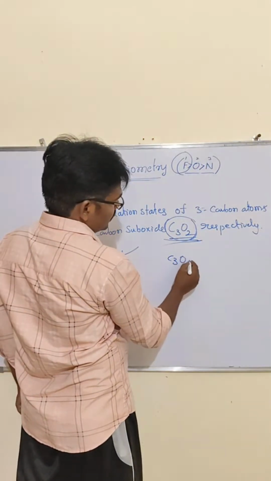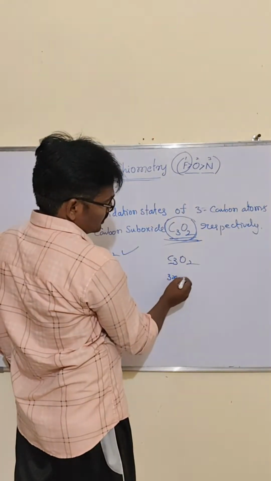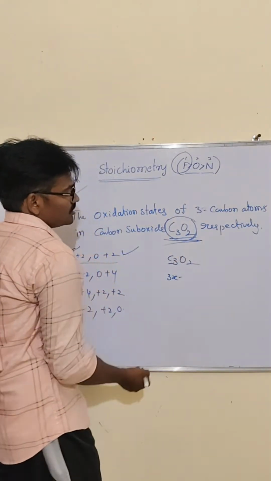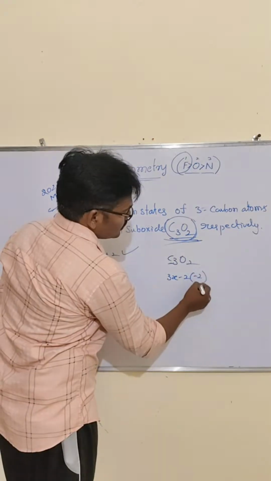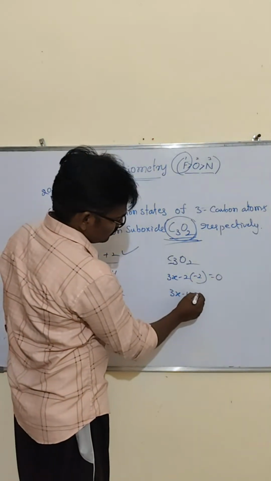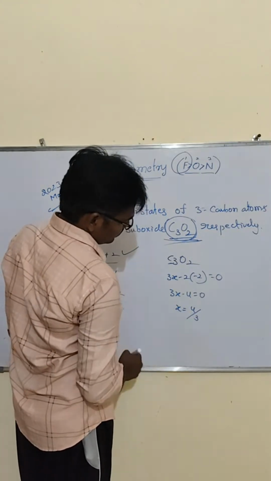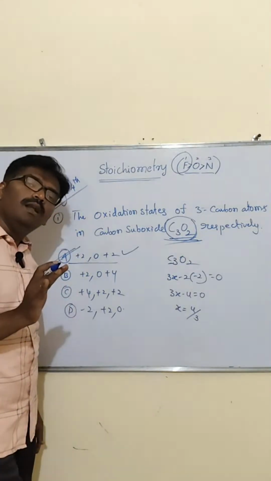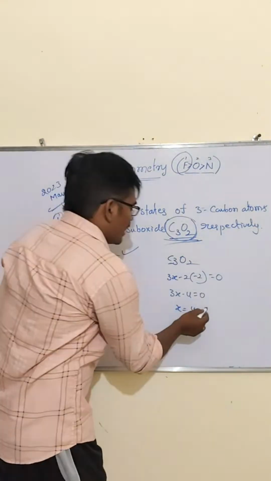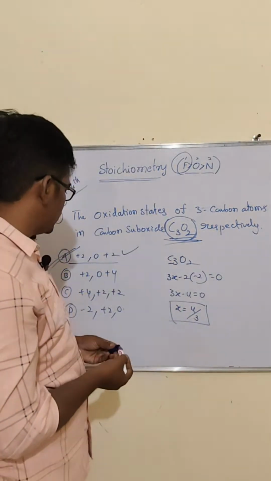So actually C3O2 is there. Sir, you have to find out carbon, so 3x, then minus, each oxygen 2 into -2, the neutral molecule, that is equals to 0. Then 3x - 4 equals to 0, then x equals to 4 divided by 3. Clear? Understand all of you? This is what we call average oxidation state. We cannot say each carbon atom's oxidation state.